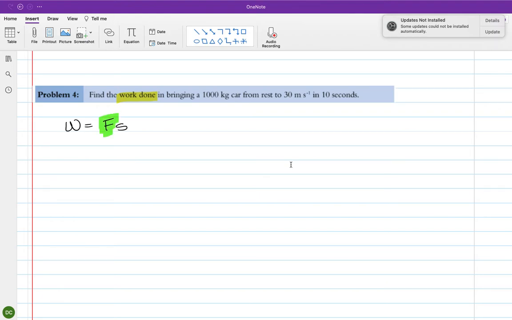Now, again, the force. So you can see here, 1,000 kilograms. You've been given a mass. But we know how to turn a mass into a force. We simply turn it into a weight, because weight is a force, and we do that by multiplying by gravity. So we take the thousand, multiply it by 9.8, and we get 9800 newtons. Okay, and that's this over here.